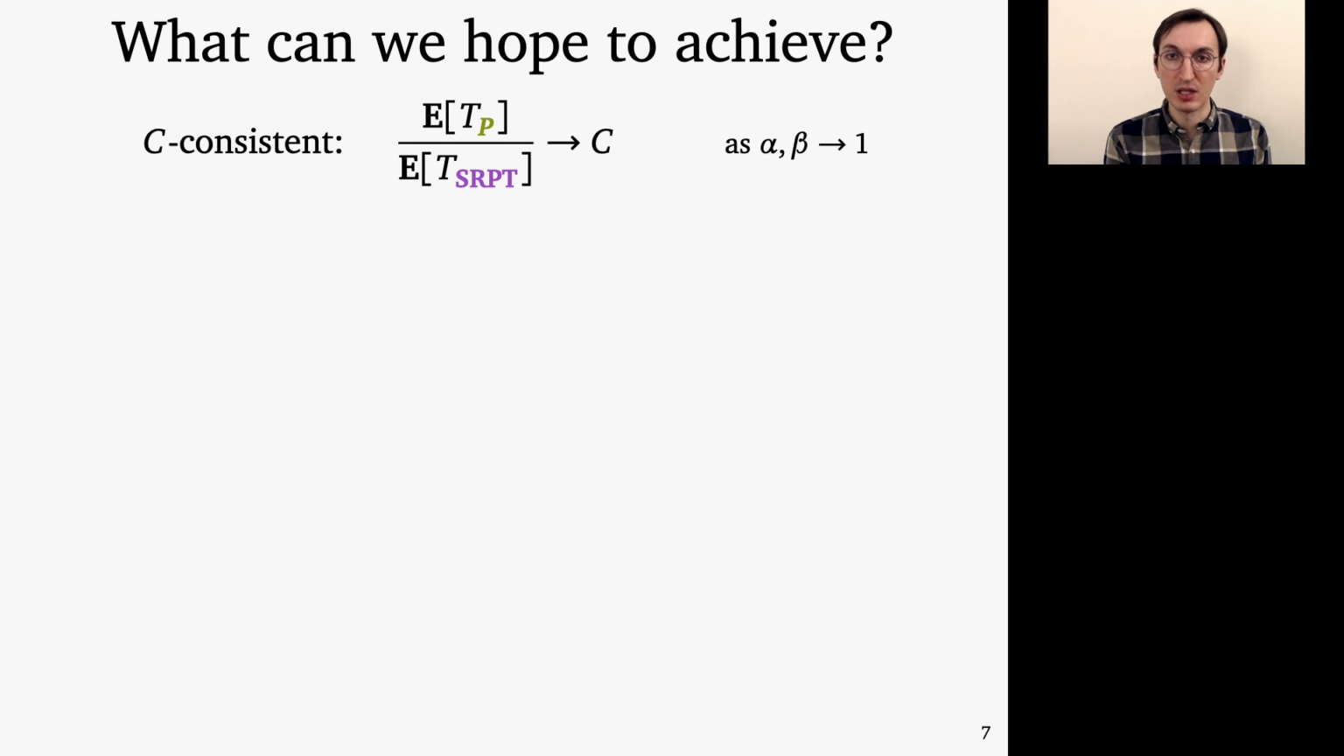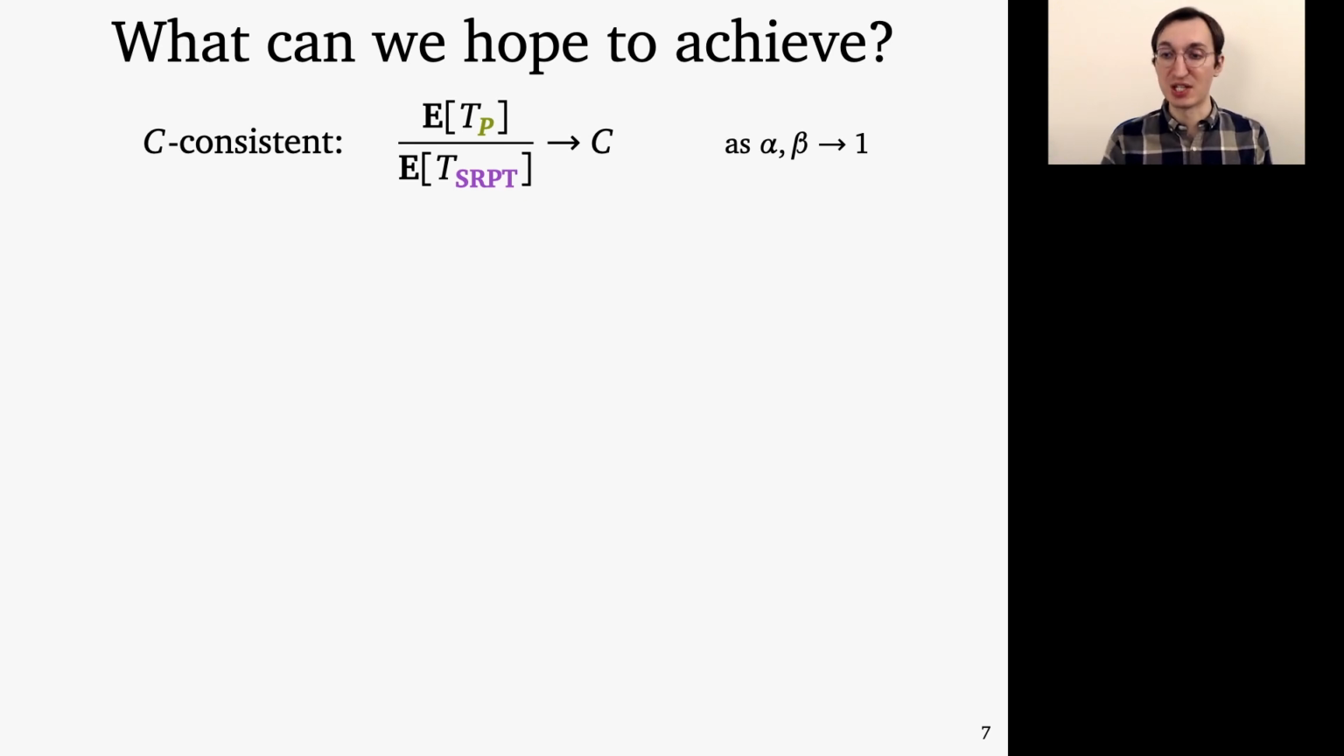So for example, consistency is one common goal, which is about having good performance when the predictions are very good. Formally, we're going to call a policy C consistent for some constant C if that policy P's approximation ratio, namely its mean response time ratio relative to SRPT, converges to C or less as alpha and beta converge to 1. So that's consistency. It's all about good performance under low noise.